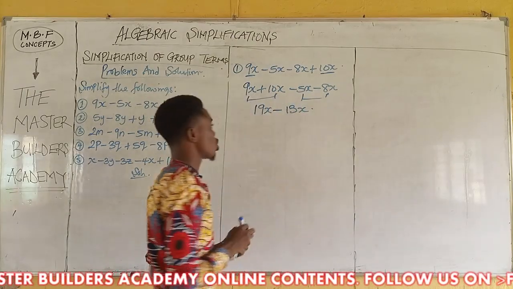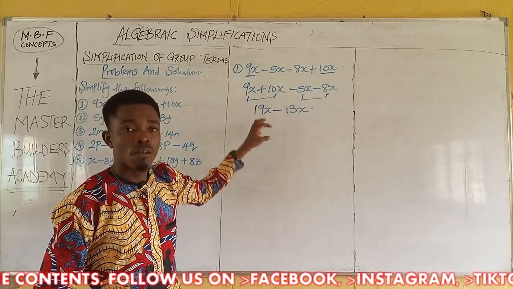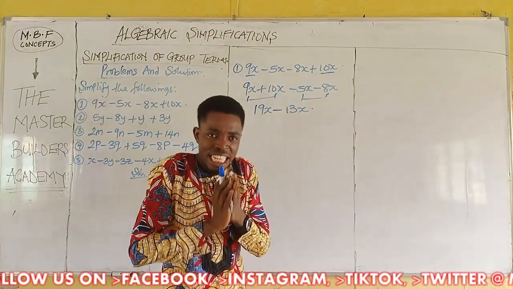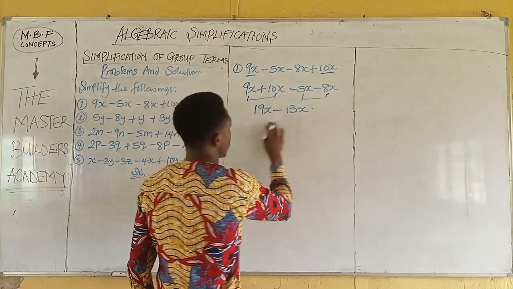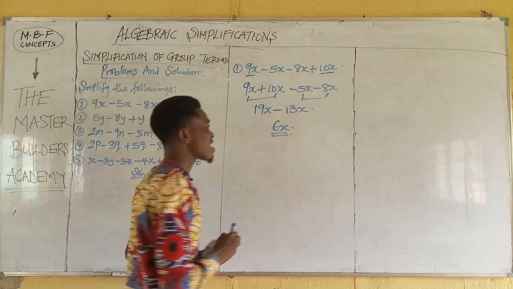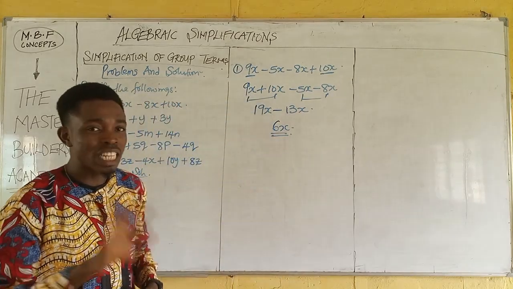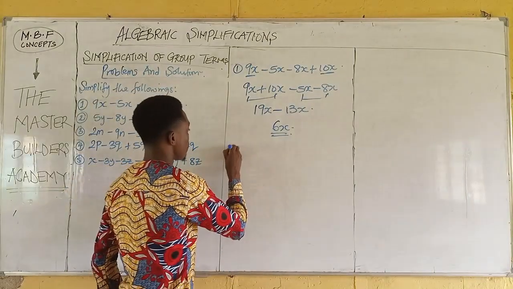13x. Now at this junction, guys, we can now subtract 13x from 19x. So 19x minus 13x, guys, would have given us 6x. This is the answer to this very first question. You see how simple it is. Now, number 2.